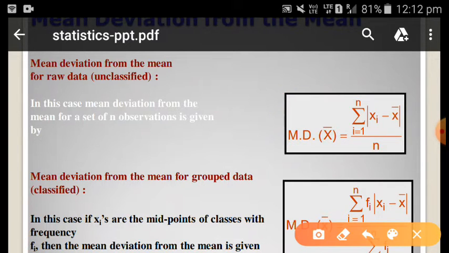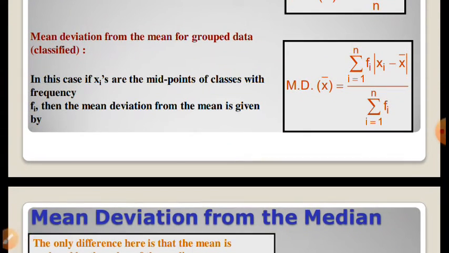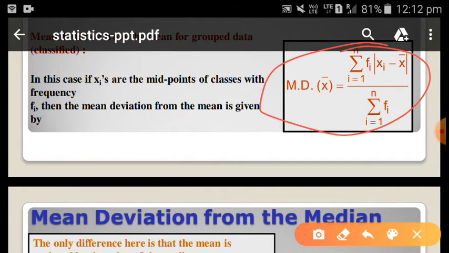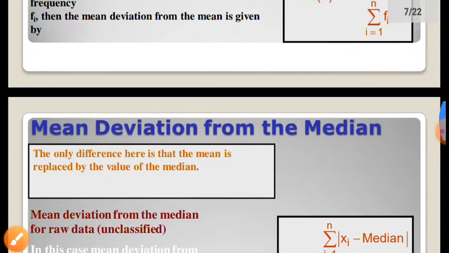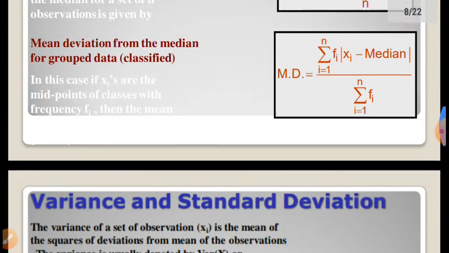Okay, so now here, the mean deviation about the mean for grouped data. When grouped data is taken, frequency will be taken into consideration. This is the formula for that. Now the mean deviation about the median: in place of the mean, if you subtract the median from every observation, then you are going to get the mean deviation about the median.